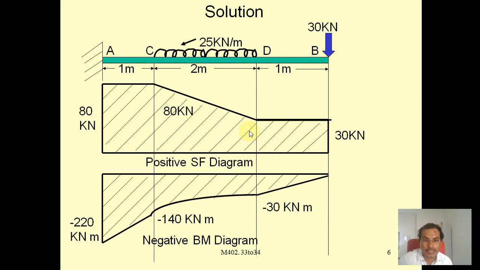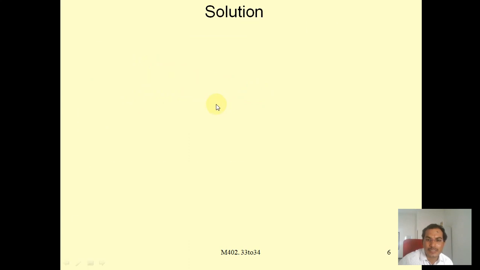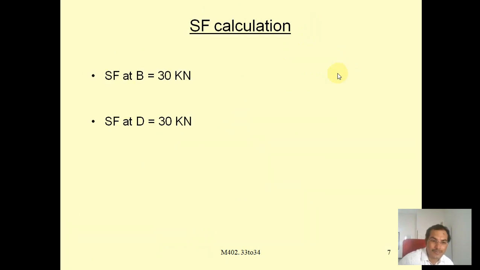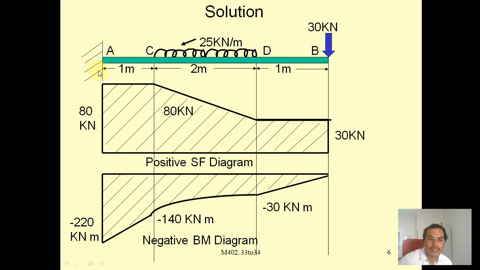That is how we can give the solution here. First of all, we can calculate the shear force. So shear force at the point B: there is no load given at the point, so at point B it is 30 kilonewton. The distance is not considered here. And shear force at the D point.